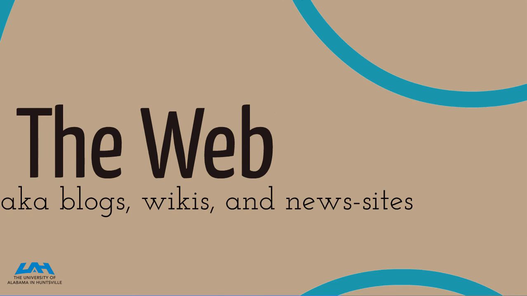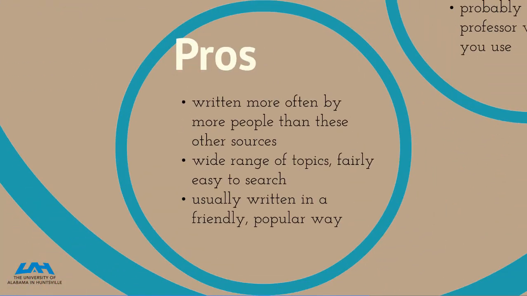And now let's take a look at the web, blogs, wikis, and news sites. The benefits of the web is that it's written by more people more often than these other resources. Thousands and thousands of people, many times a day. This means it can cover a lot more topics in a lot more ways than these other resources usually can. It's written in a friendly, popular way, and it tends to be easy to search.